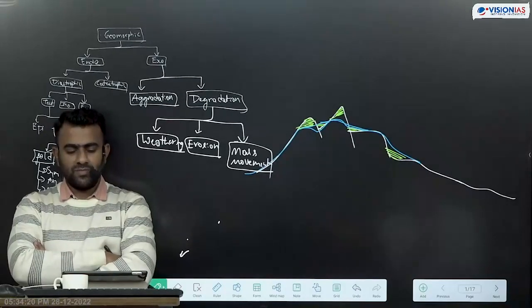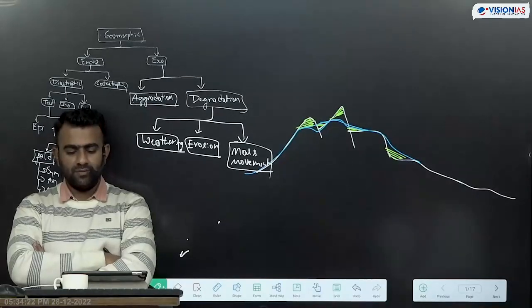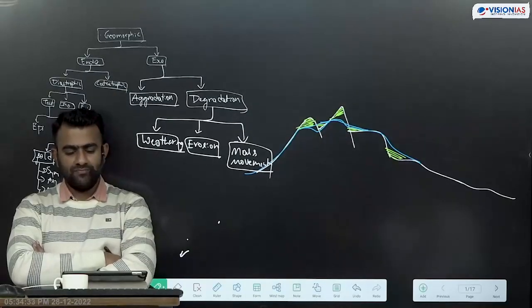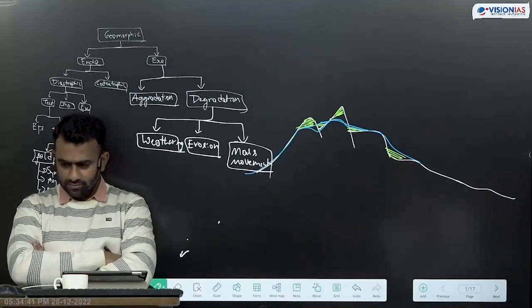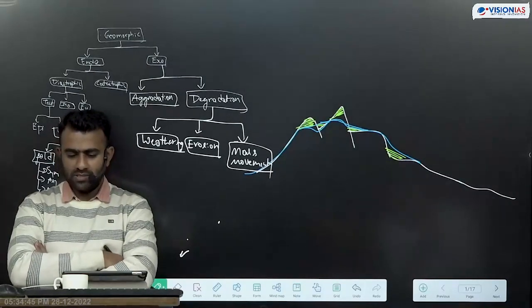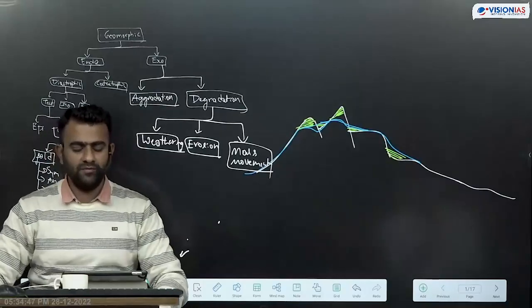Next paragraph. The source of energy for these movements are sunlight and gravity.